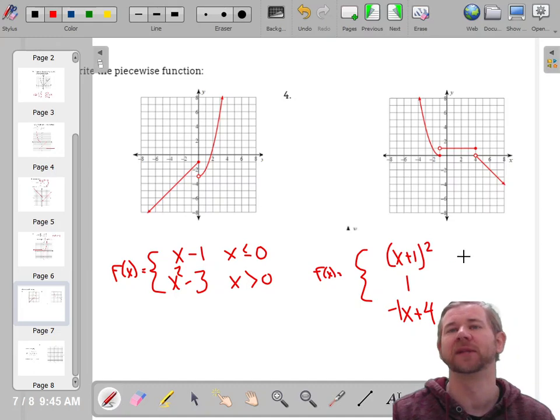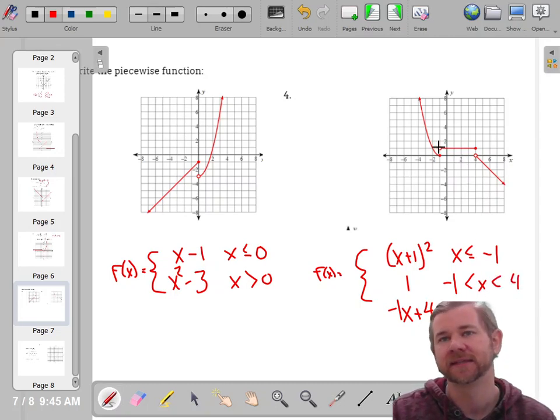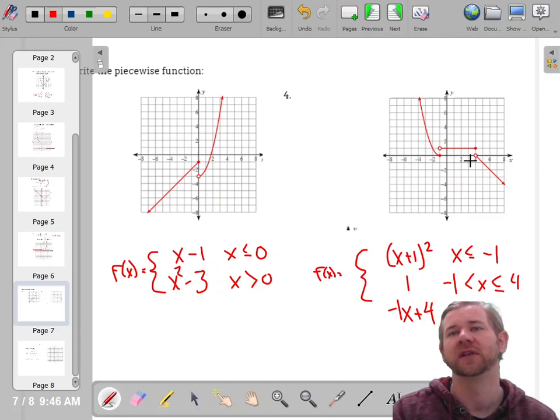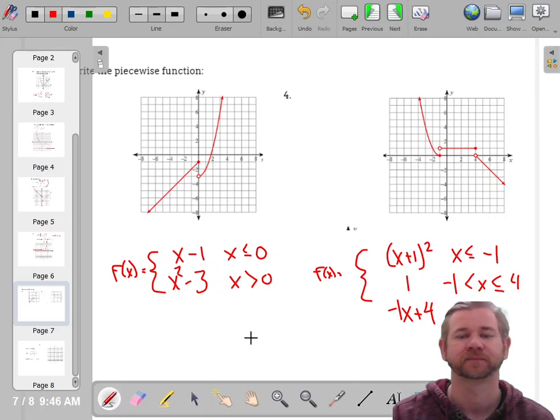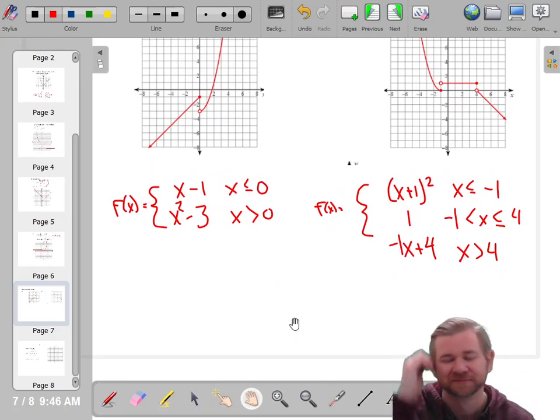So when do we use the parabola? When x is less than or equal to -1. We use the middle segment between -1 and 4. So -1 is less than x is less than 4. And this is an open circle here, but a closed circle for 4. And then we use the third piece when x is greater than positive 4 with an open circle, so strictly greater than. Can't see that though, my head's in the way. There you go. All right.